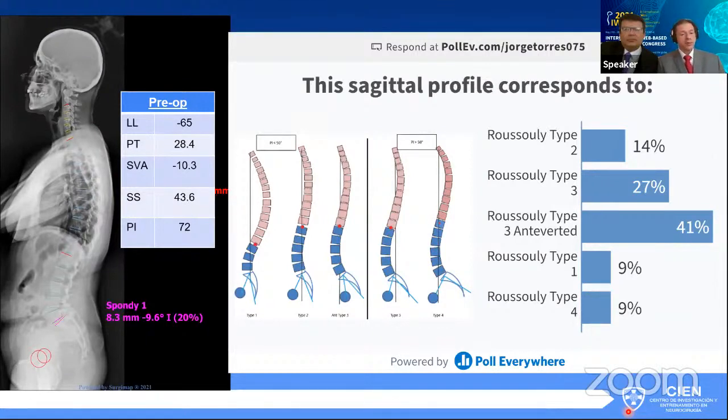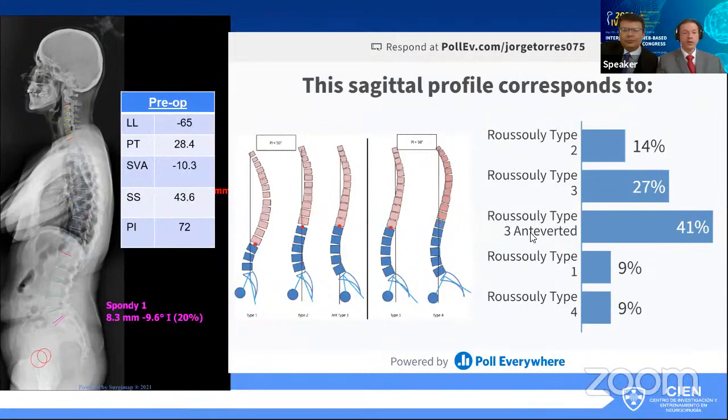Secondly, the inflection point of the thoracolumbar spine. In this case, the inflection point is down over here, close to the L1. The higher it is, the more probable it is that it is a type 4. And the apex of the lumbar lordosis. In this case, the apex of the lumbar lordosis is on the upper portion of the L4 vertebral body. And this is more in line with the more symmetric curvature, which is more in line with the type 3. So the correct answer is Roussouly type 3 at the current state.